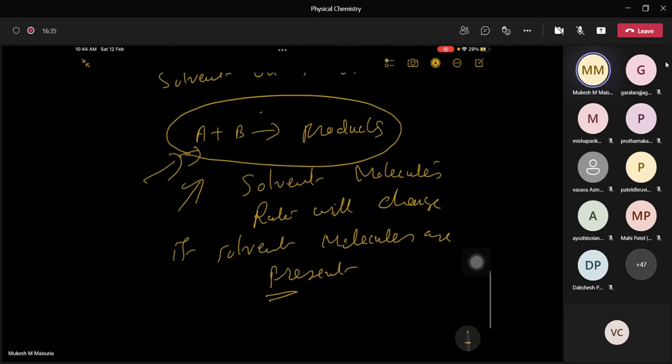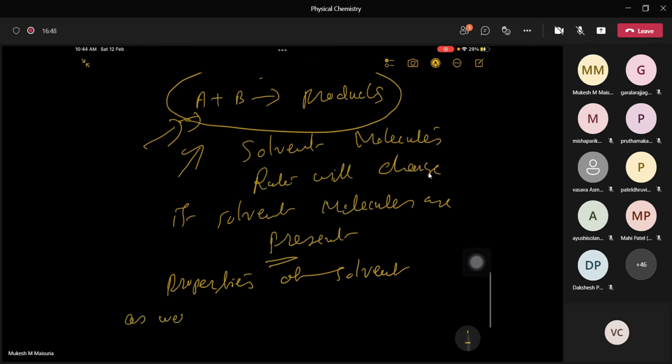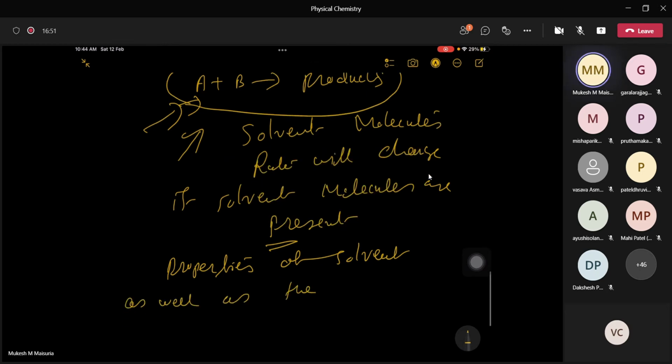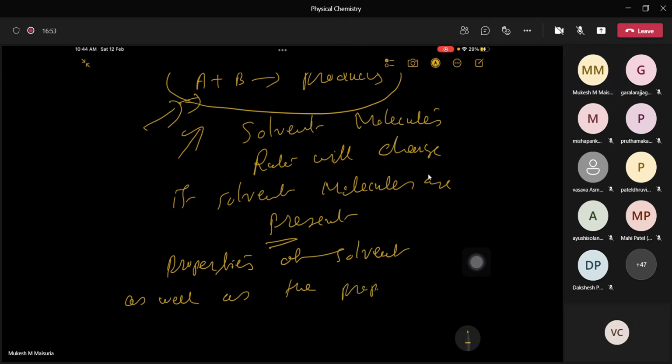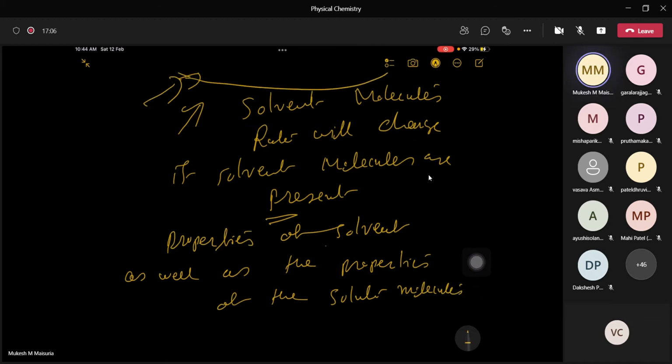present, then we have to consider the properties of the solvent as well as the properties of the solute molecules also. Understand? So as far as the properties of the solvent are concerned, there are dielectric constant, viscosity, a number of properties of the solvent.